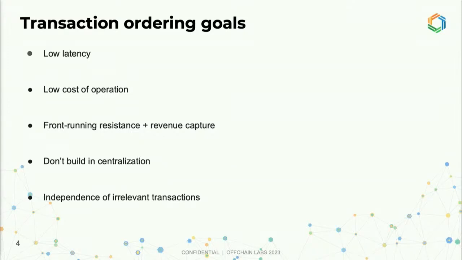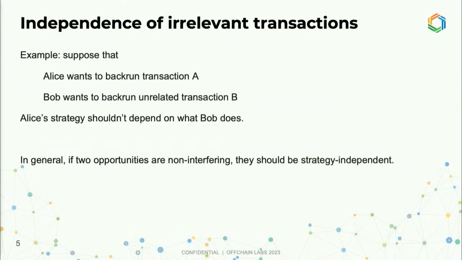We want to not build in centralization. What I mean by that is that we don't want an architecture that is inherently centralized. And by centralizing, I mean not only a count of how many participants there are, but are we creating an economic structure that tends toward monopoly or oligopoly or concentration of economic power? We want to avoid that to the extent we can. And we also want a property that we call independence of irrelevant transactions. I'll give an example later that helps to motivate why this is a good thing, but let me explain briefly now what it is.